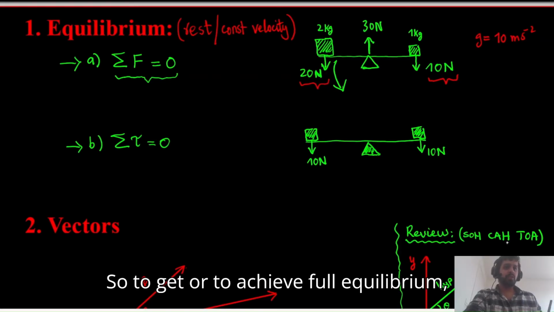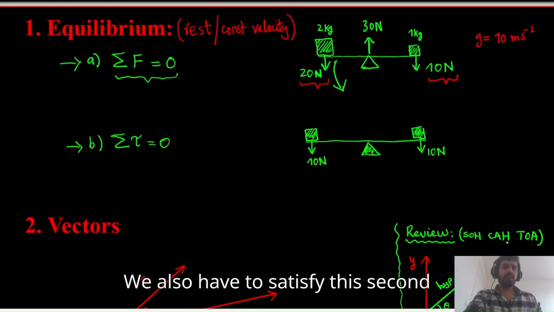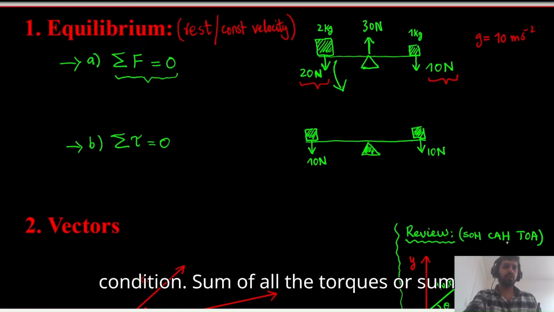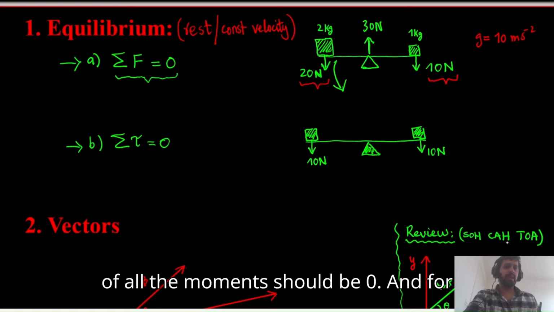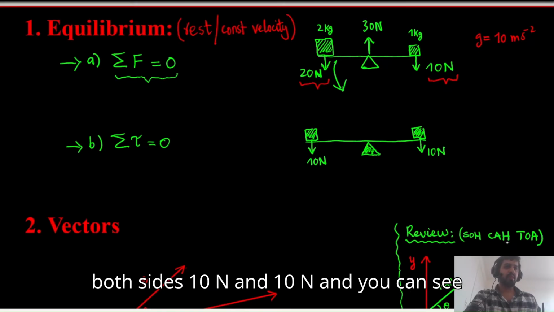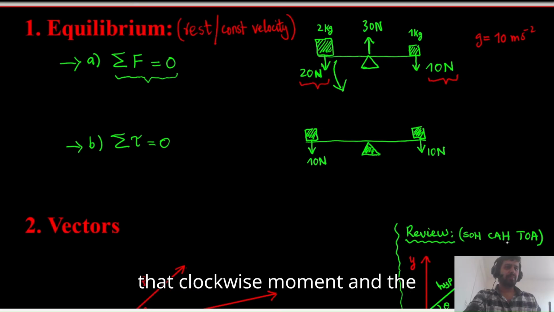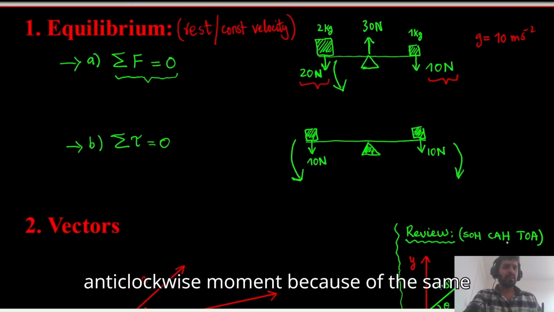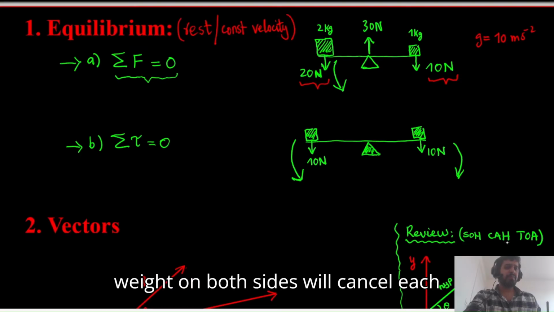So to achieve full equilibrium, we also have to satisfy this second condition: the sum of all the torques, or sum of all the moments, should be zero. And for this example, now we have equal weight on both sides, 10 Newton and 10 Newton. You can see that the clockwise moment and the anti-clockwise moment, because of the same weight on both sides, will cancel each other.